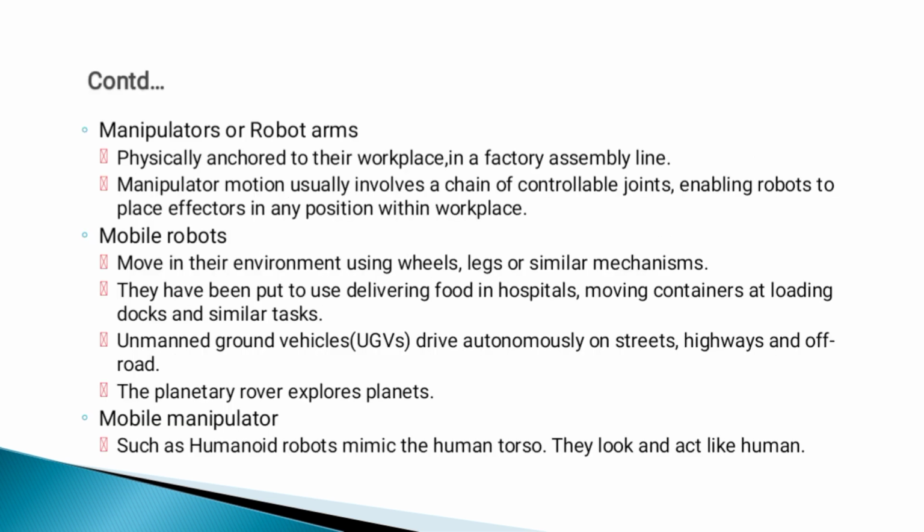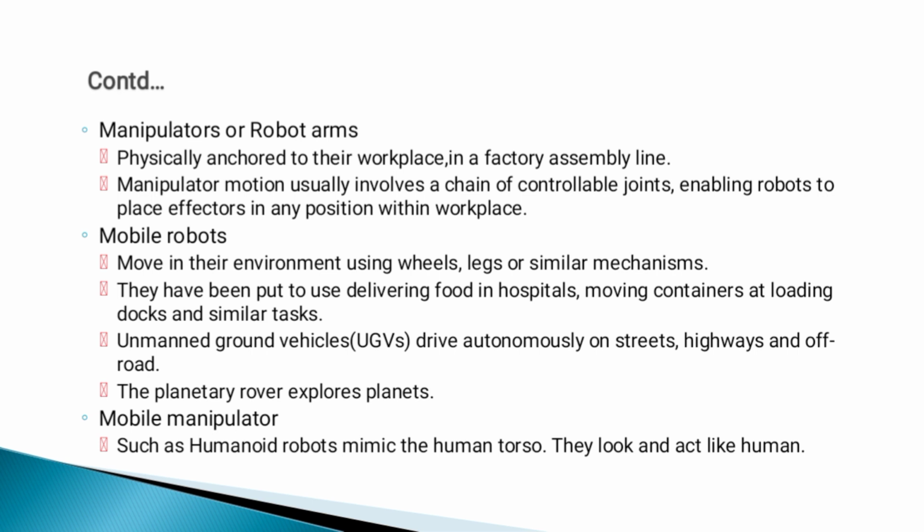Manipulators are robot arms physically anchored to their workplace, as in a factory assembly line. Manipulator motion usually involves a chain of controllable joints, enabling robots to place the effector in any position within the workplace. Mobile robots move in their environment using wheels, legs, or similar mechanisms. They have been put to use delivering food in hospitals, moving containers at loading docks, and similar tasks.